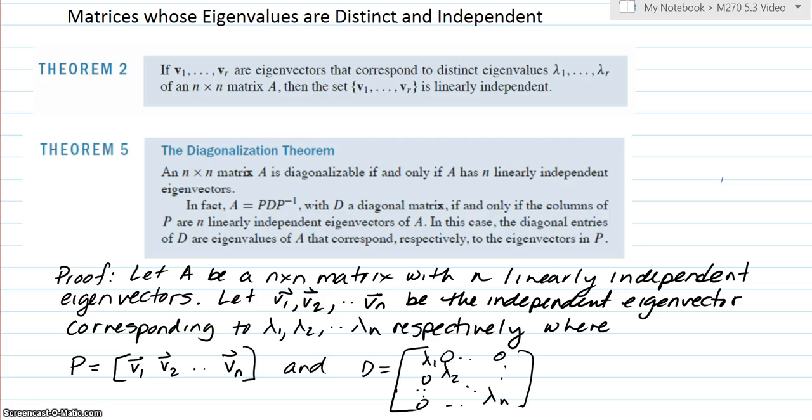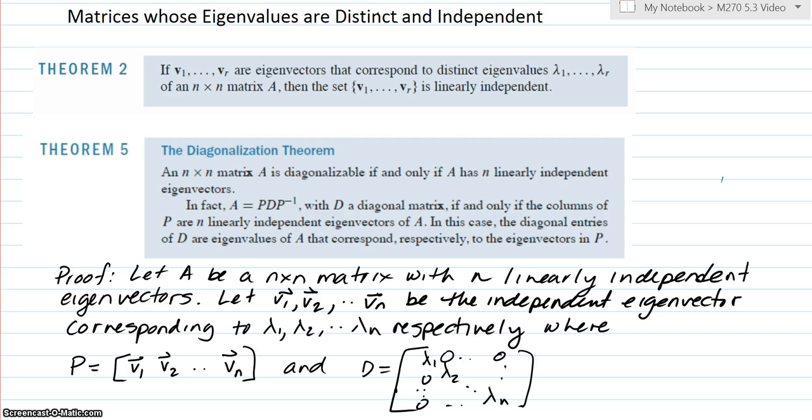Theorem 2 is from our first section of this chapter. It says, if you have a set of eigenvectors that correspond to distinct eigenvalues, lambda 1 through lambda r, of an n by n matrix A, then that set is linearly independent. The actual proof of this theorem is on page 272. What they do is a contradiction. They say, let's assume that it's dependent, and then you're going to see that that's not going to work. They're going to be independent. But you can check that out on your own if you want.